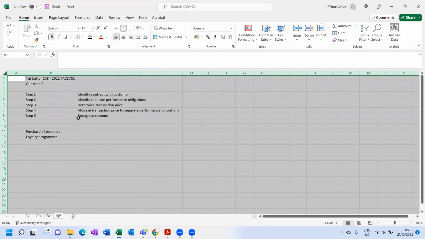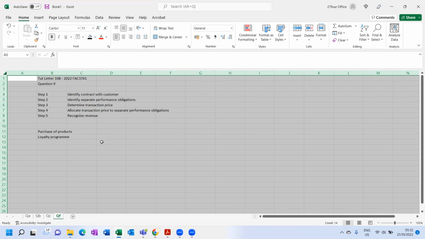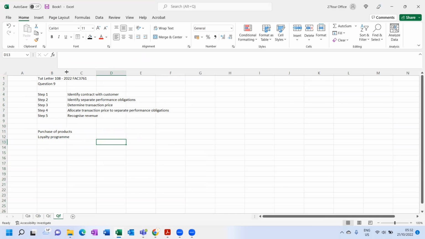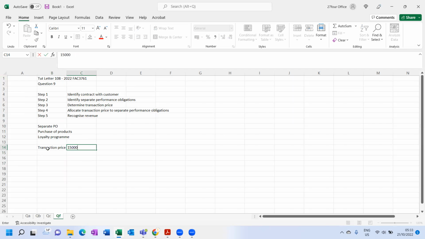So that is basically what we have over here. Those are the separate performance obligations. Now we need to allocate the transaction price. The transaction price is 1.5 million.